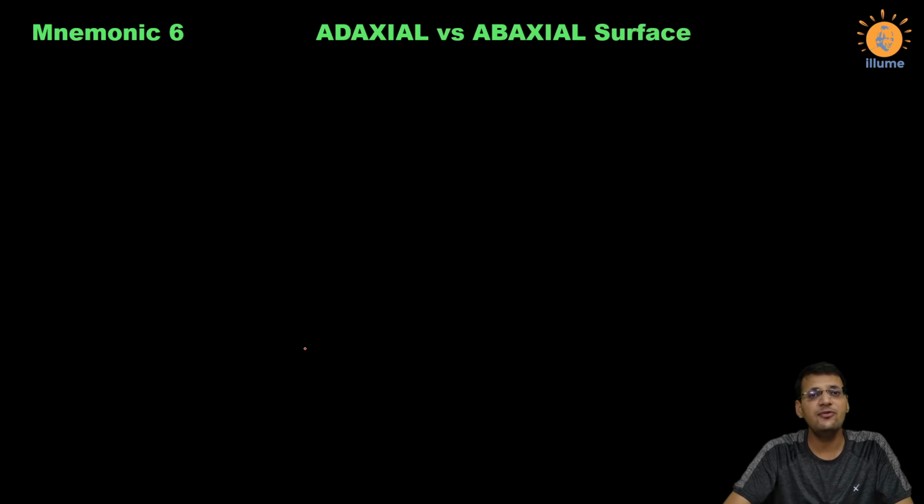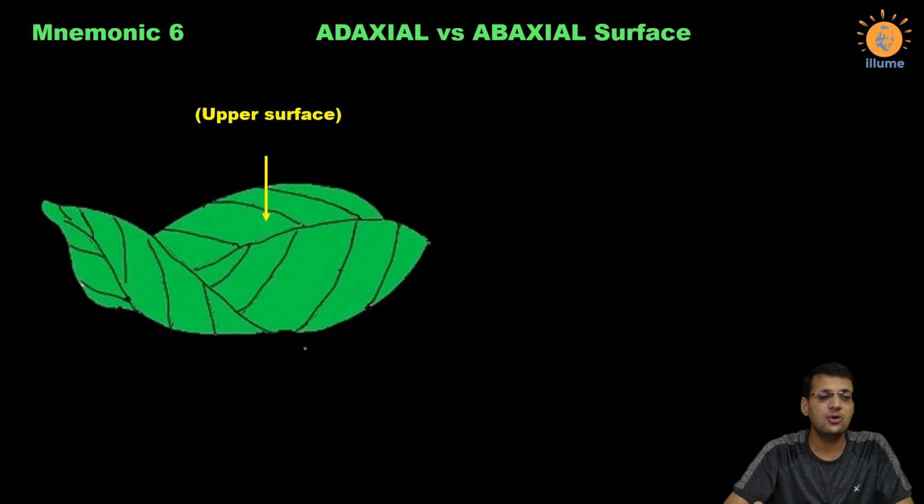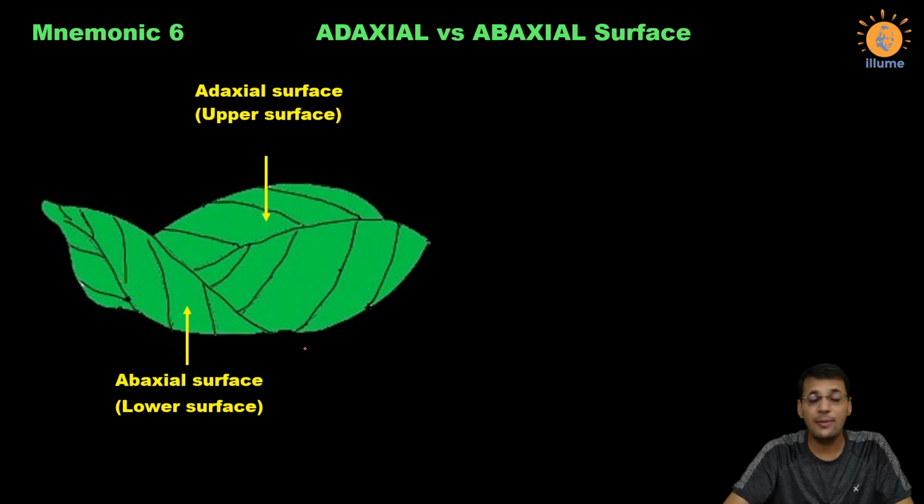Next is a very frequently confusing pair of words, ADAXIAL and ABAXIAL. Now we very well know that the upper surface is called the ADAXIAL surface and the lower surface is called the ABAXIAL surface, but we get confused in exams whether the ADAXIAL is the upper one or the lower one. From today, never get confused, because I'll tell you a very simple trick to remember this.